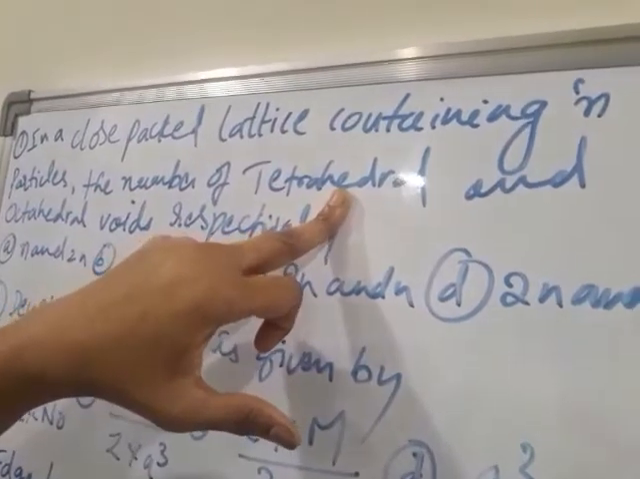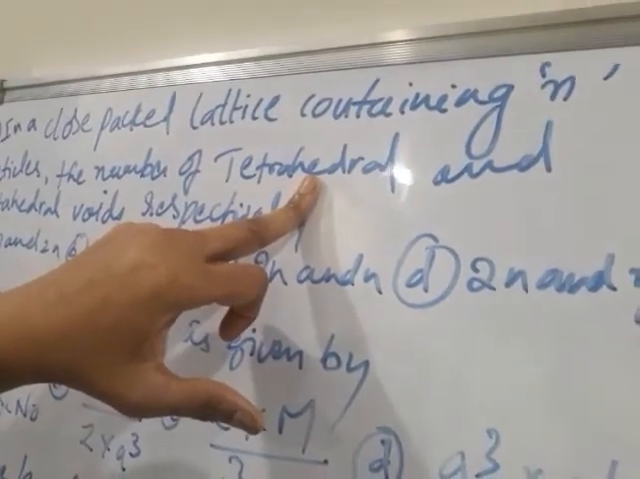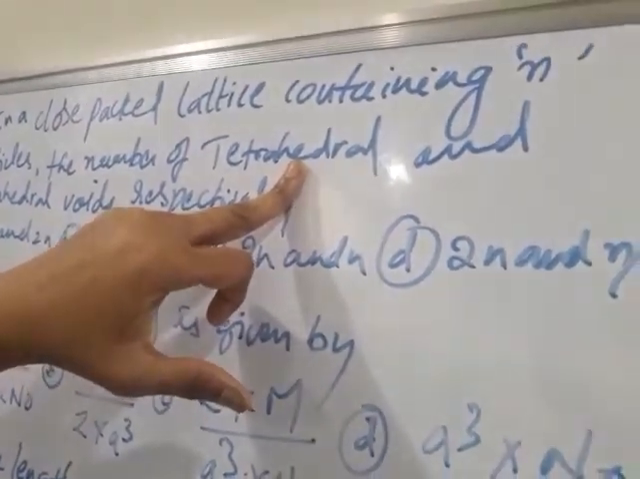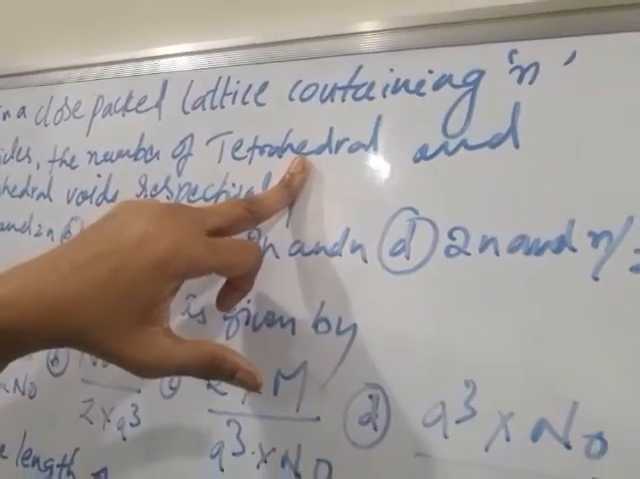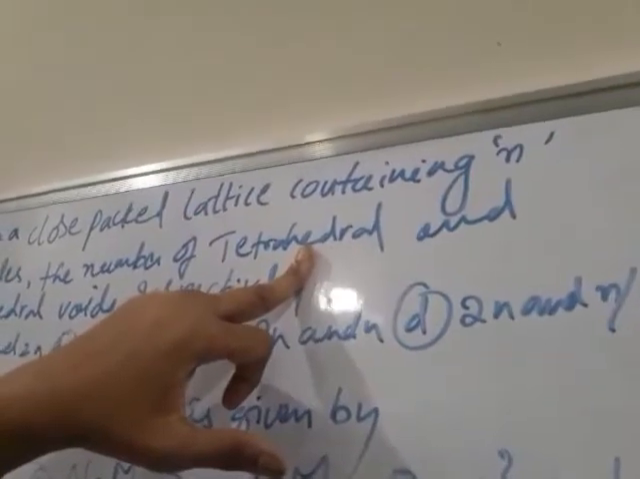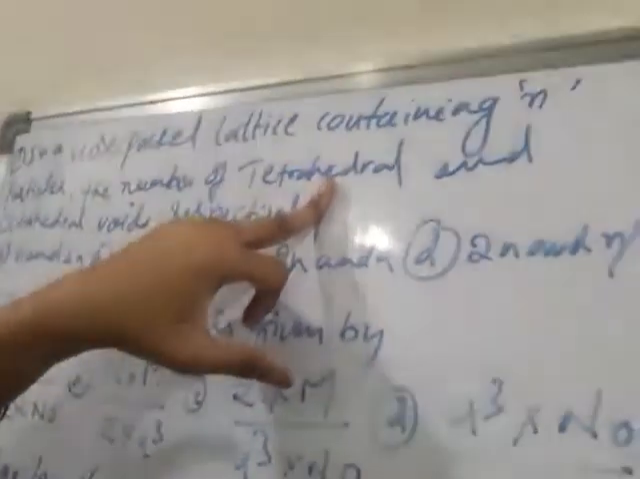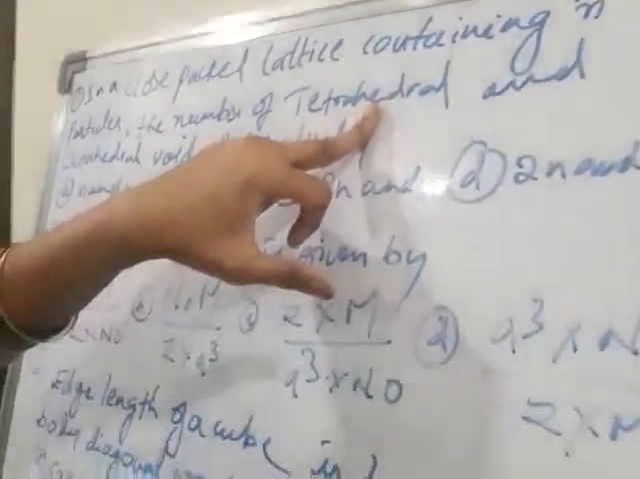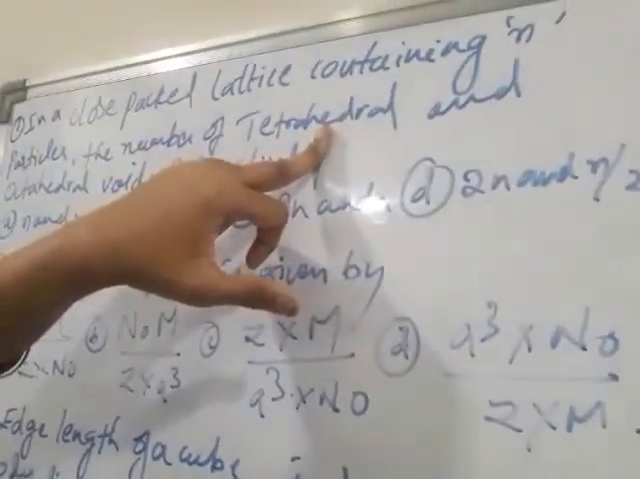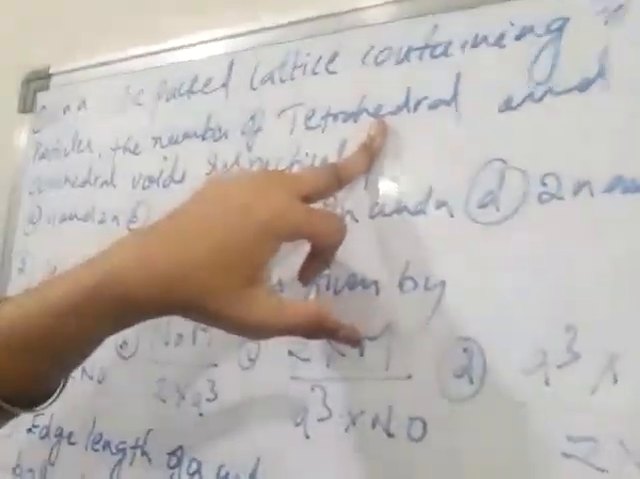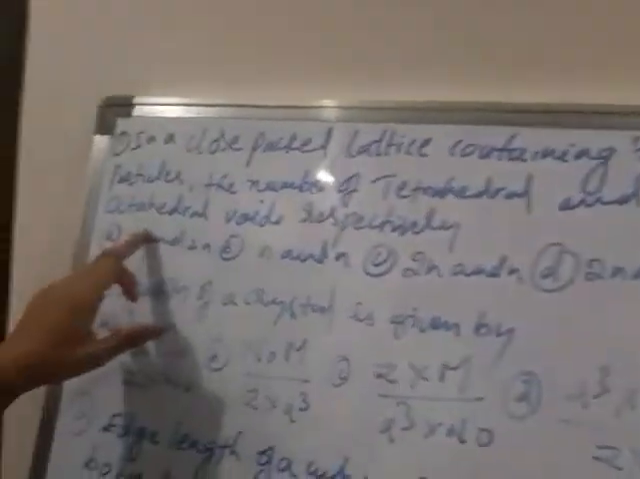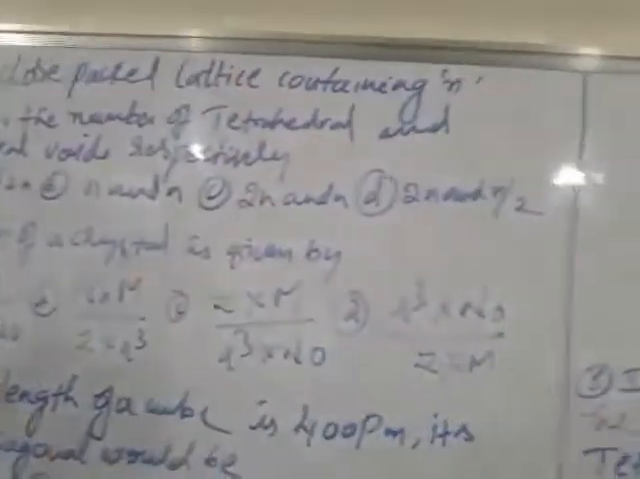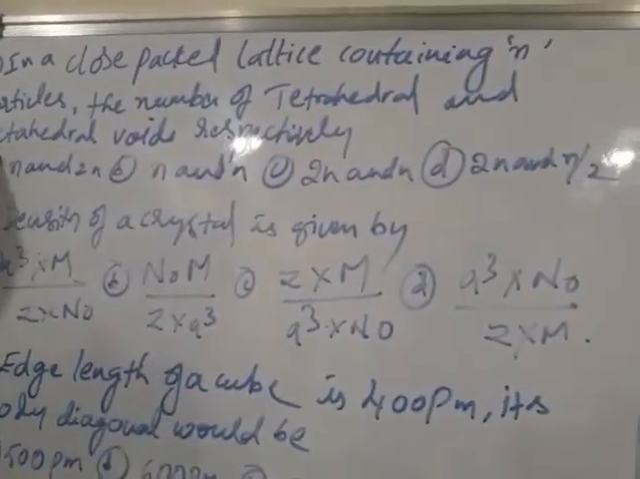Because a tetrahedral void is formed by a set of three spheres belonging to a particular layer and a sphere belonging to the above or below layer. So, upper or lower layer. So, two ways of formation are there. That's why the number of tetrahedral voids is always double the number of atoms present in the crystal lattice. Whereas octahedral voids are equal to the number of atoms present in the crystal lattice.